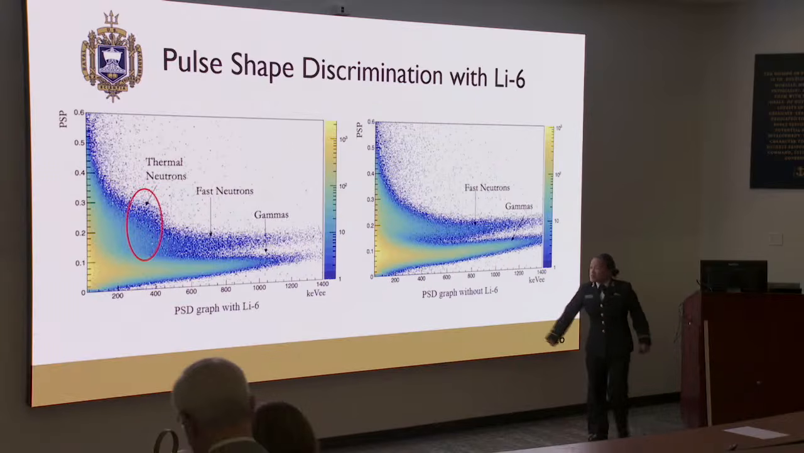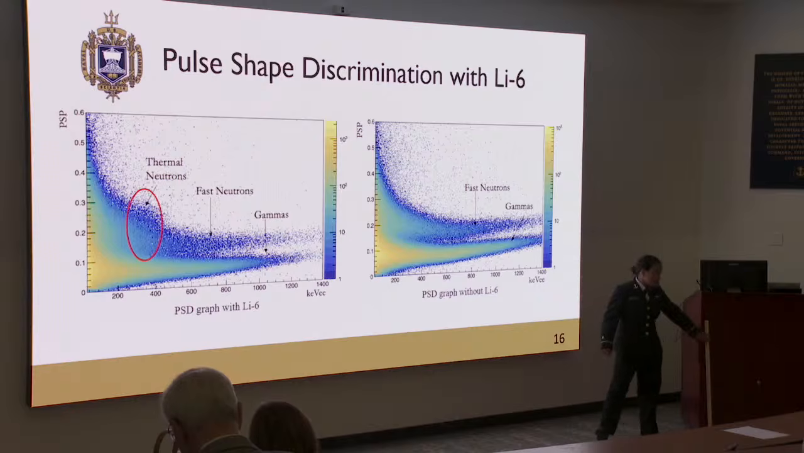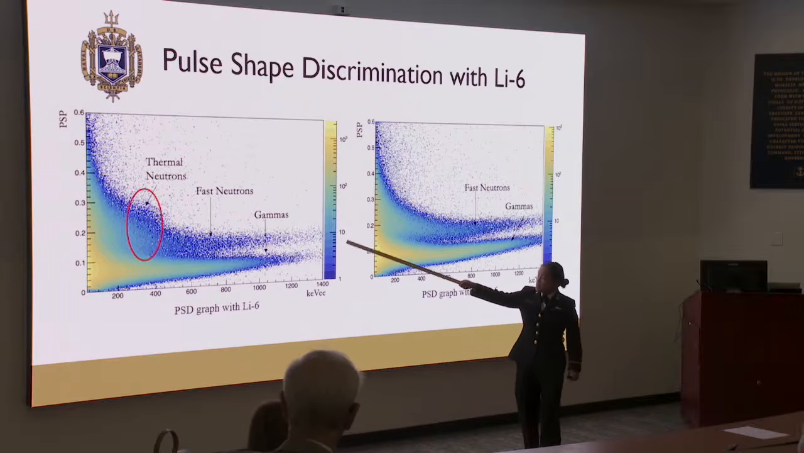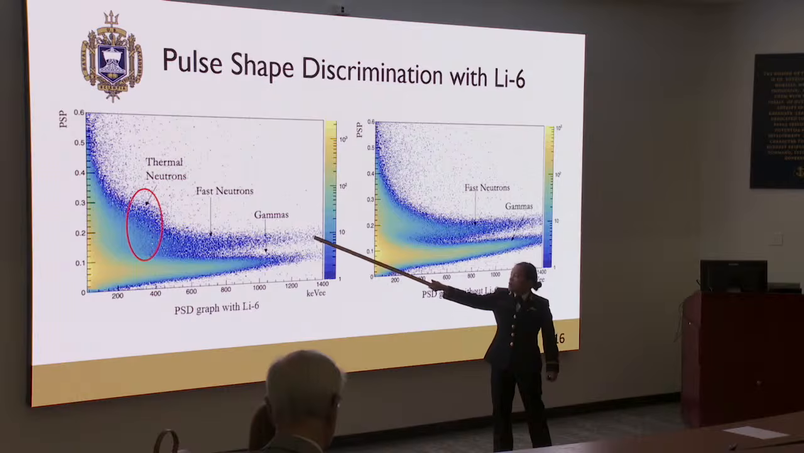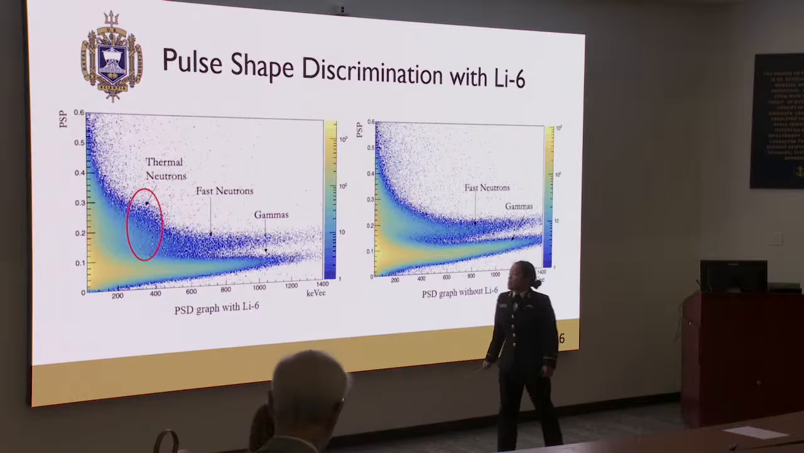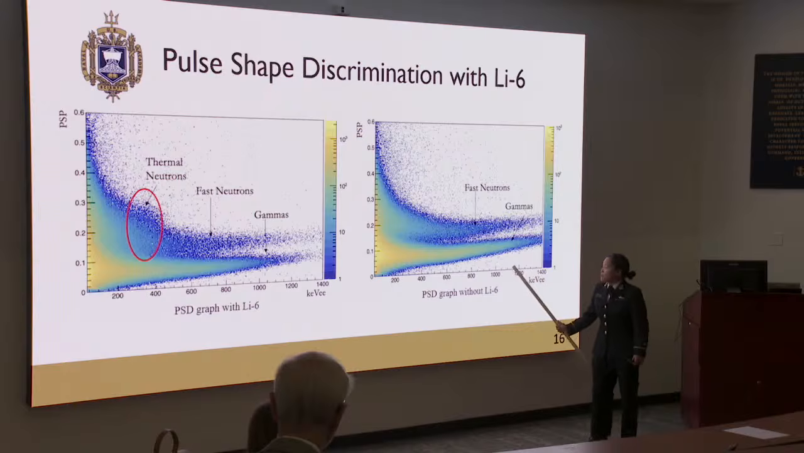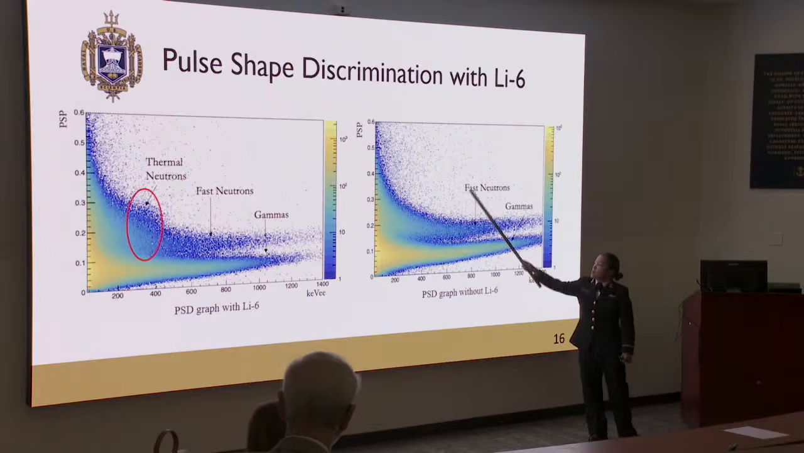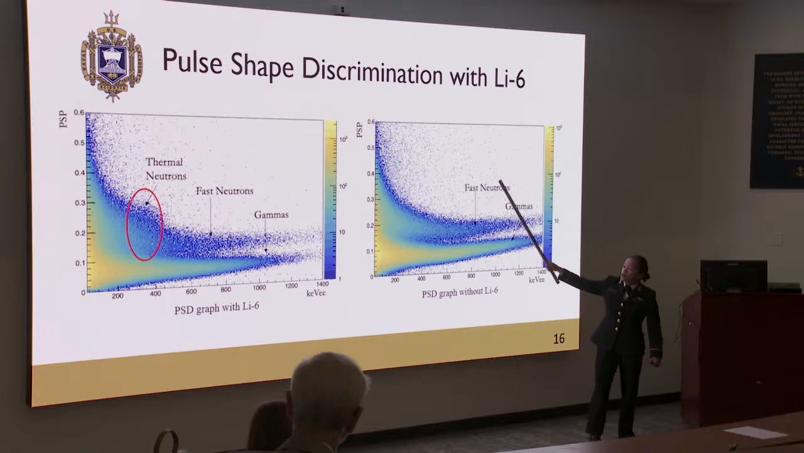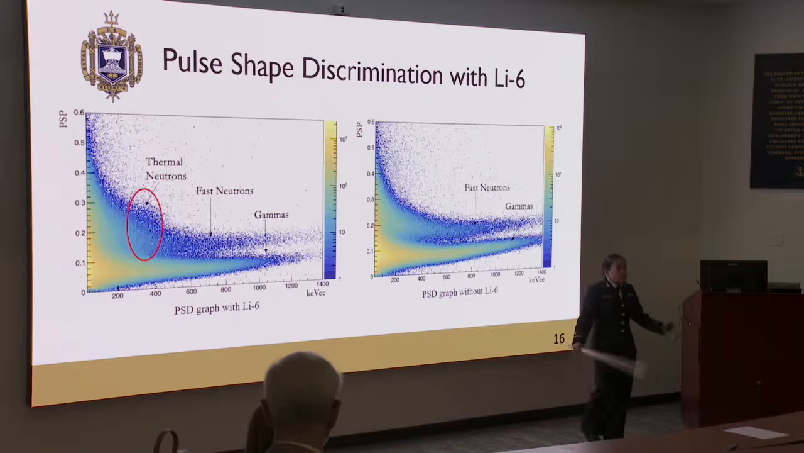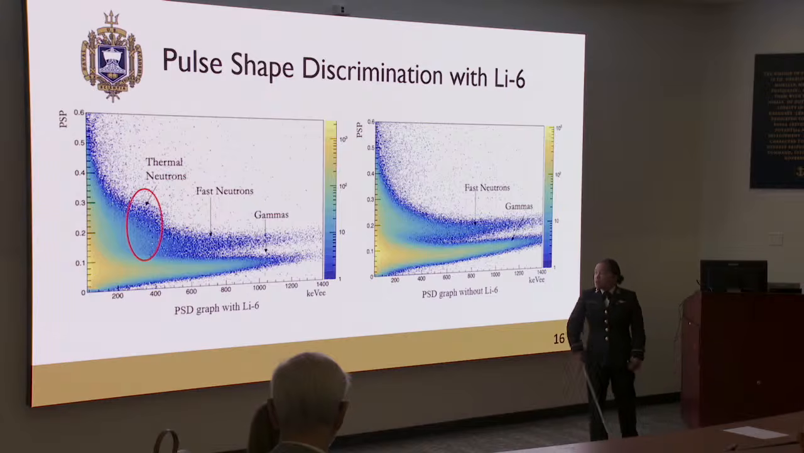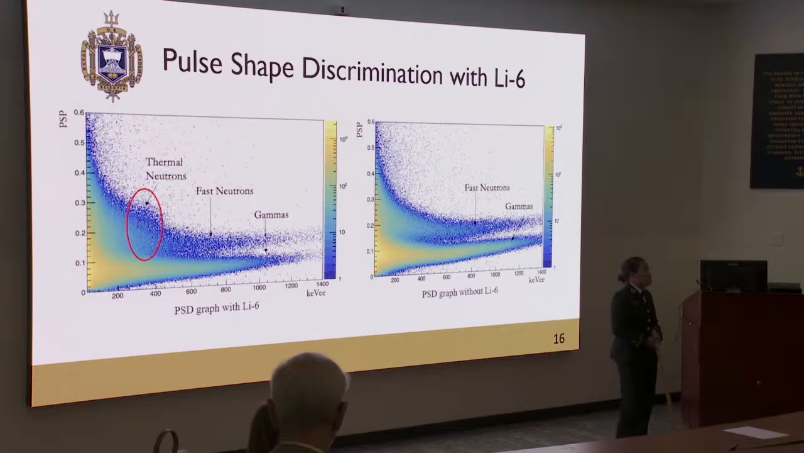I didn't forget about thermal neutrons. So from these two graphs, we can see that on this graph with the lithium-6, there's this thicker cluster of points above this neutron band. And then we can see on this graph without the lithium, which does not have the thermal neutron additive, that we don't get this thickening island of thermal neutrons. So with our scintillator that we made with this workable resin, we were able to discriminate all three types of radiation: thermal neutrons, fast neutrons, and gammas.